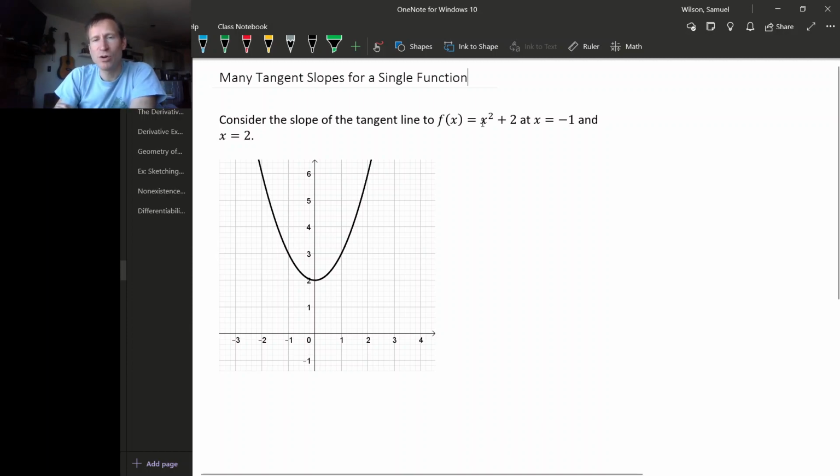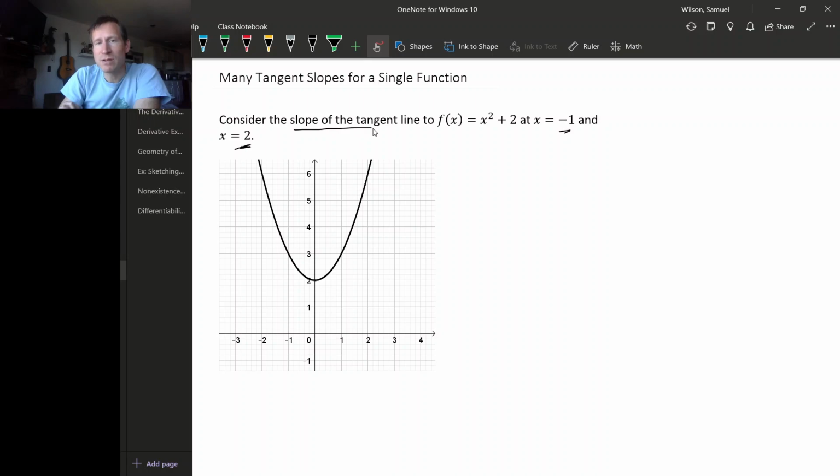Let's think about the slope of a tangent line for this function, f of x equals x squared plus 2, at two different x values. So at x equals minus 1 and also at x equals minus 2. Remember, we named this operation that tells us the slope of the tangent line the derivative. So what we're talking about here is the derivative at x equals minus 1 and the derivative at x equals 2, like this. Oops, I need a prime here.